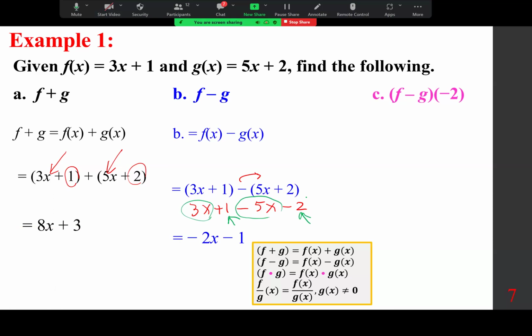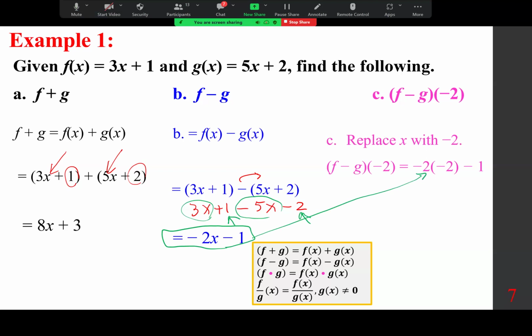For f minus g of negative 2, basically in part B, since we already have f minus g of x, plug in negative 2. If we didn't have it, it becomes f of negative 2 minus g of negative 2. So we are using this. So we get 4 minus 1 equals 3.